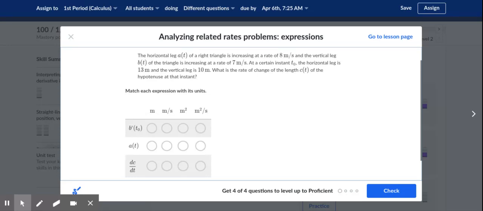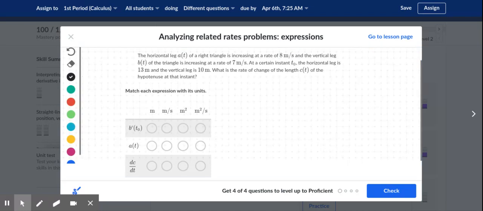Okay, so they're asking me to match each expression with the units. Here's what I know. A of t, the horizontal leg, is meters, because they tell me the horizontal leg is 13 meters.